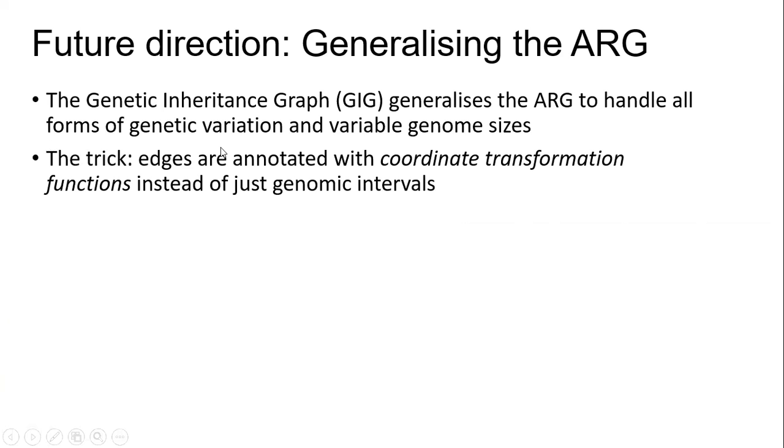The idea is that instead of annotating edges with intervals, you annotate edges with coordinate transform functions. So they're functions that tell you if you're at this position in the parent, that position corresponds to this position in the child. And that allows you to say if there's a duplication, this position in the parent maps to two different positions in the child. Or if it's a deletion, you just have to shift it in coordinates.